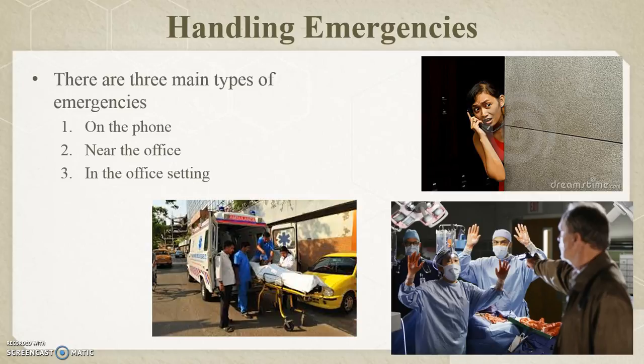And the last one is any sort of emergency that can happen inside of the office, whether that be an active shooter situation, a child missing, or a patient having a heart attack or something to that nature inside of the office. You need to have that emergency plan in place so you know how to handle that situation.